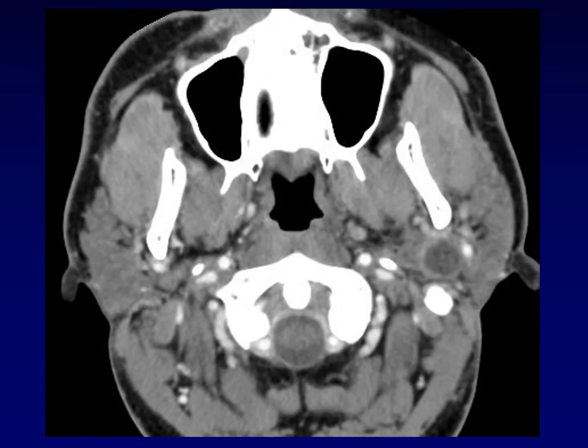This is an example of a simple parotid cyst. There's nothing about this lesion that would allow you to radiologically make that diagnosis, but it belongs in the differential for cystic masses in the parotid gland. A perfectly spherical mass is more likely to be a simple cyst.